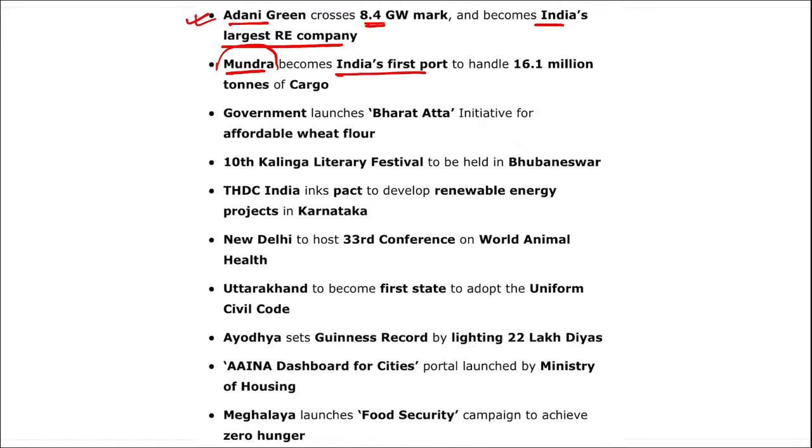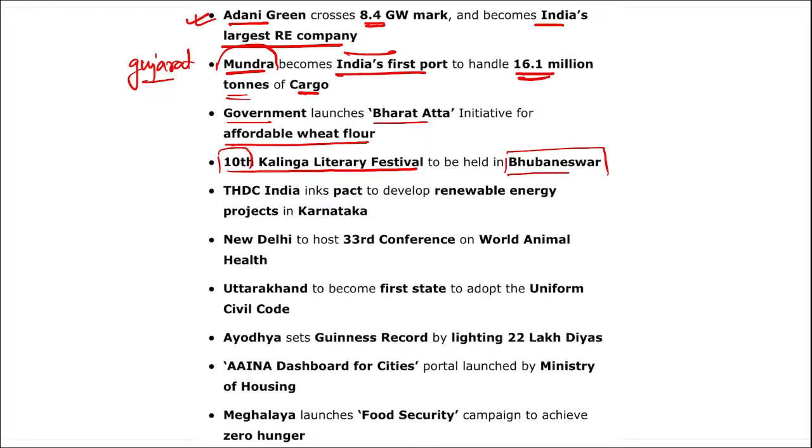Where is the Mundra? Where is this Mundra port? First of all, tell me. It is in Gujarat. Right? It became the first port to handle 16.1 million tons of cargo. Then government has launched Bharat Atta initiative for affordable wheat flour. Then 10th edition of the Kalinga Literary Festival was held where in Bhubaneswar.